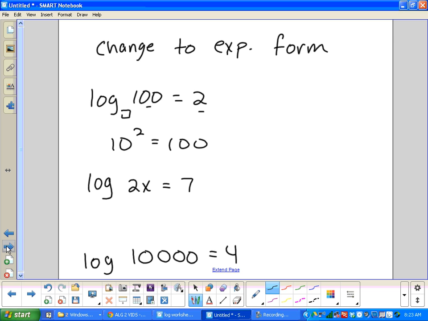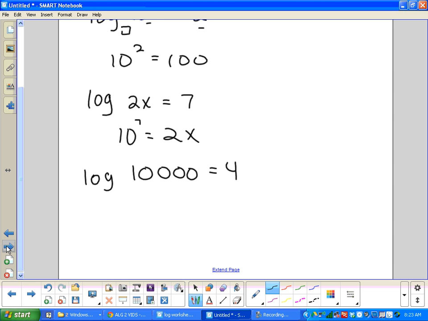Now the next one, again, the understood base is 10. So this would say 10 to the 7th power equals 2x. And finally, the last one is going to make sense because we don't have any variables. Again, the understood base is 10. So this would say 10 to the 4th equals 10,000. And that makes sense because 10 to the 4th is 10,000.